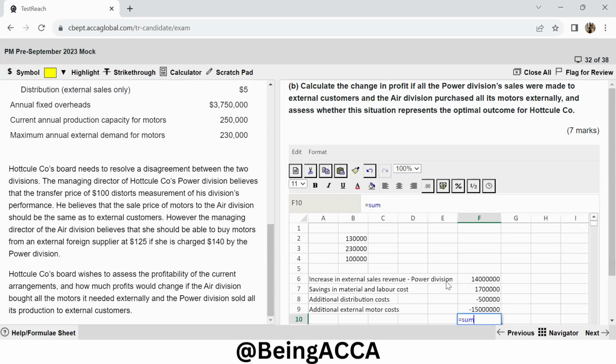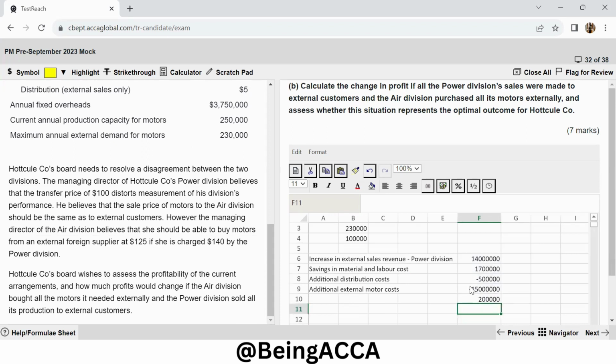So let's net these costs and benefits out. This is the net result. We are earning 200,000 positive from this. This saving is occurring because power is now producing 230,000 and not 250,000 motors, right? So we have our answer as a 200,000 increase.